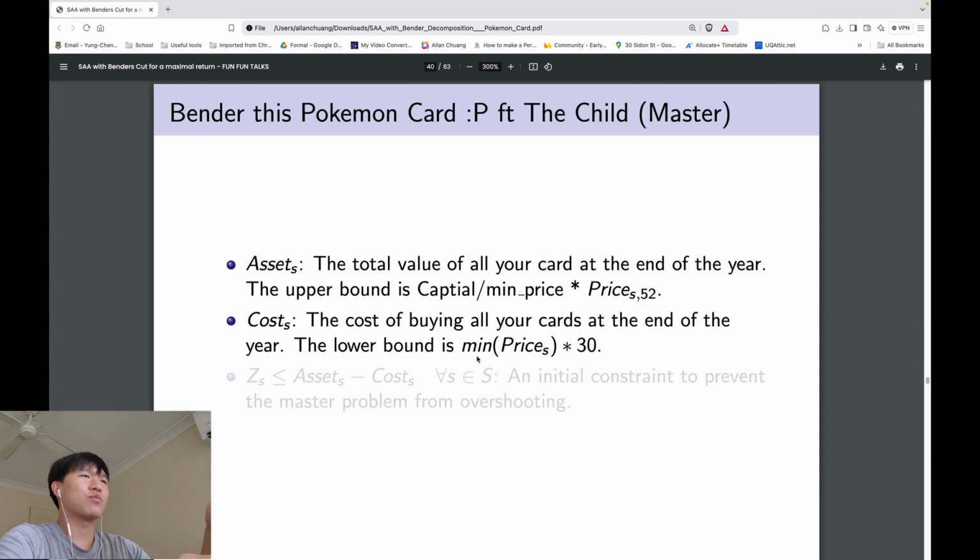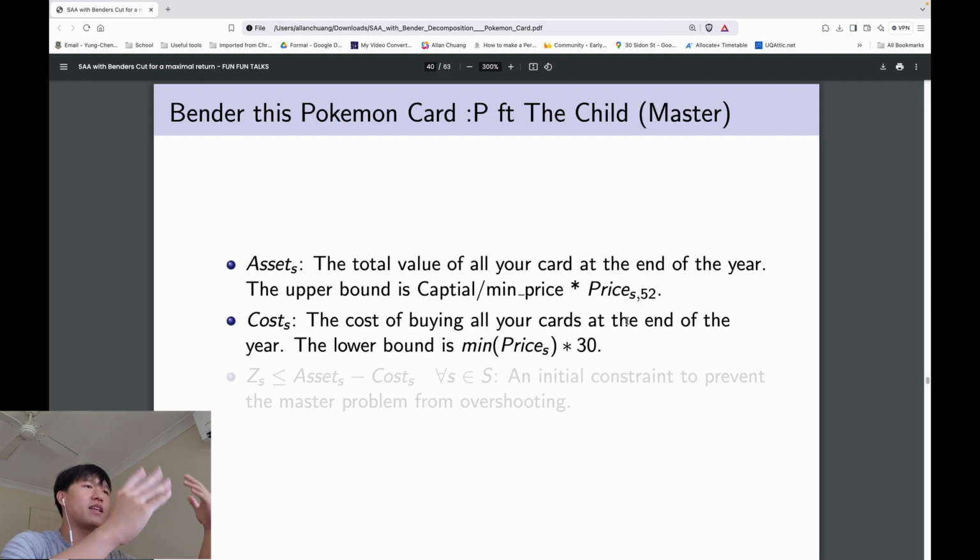In this case, our child, which is going to be the master, needs to have some constraints and some other variables. To start off, we have the variable asset S, which is the total value of all our Pokemon cards at the end of the year. The upper bound is the capital, how much money we have, divided by the minimum price that we can buy it at. And we're going to multiply that by the end of the year's price. That will basically tell us how many cards we bought multiplied by the price at the end of the year. And that just means that's the total amount of assets we own.